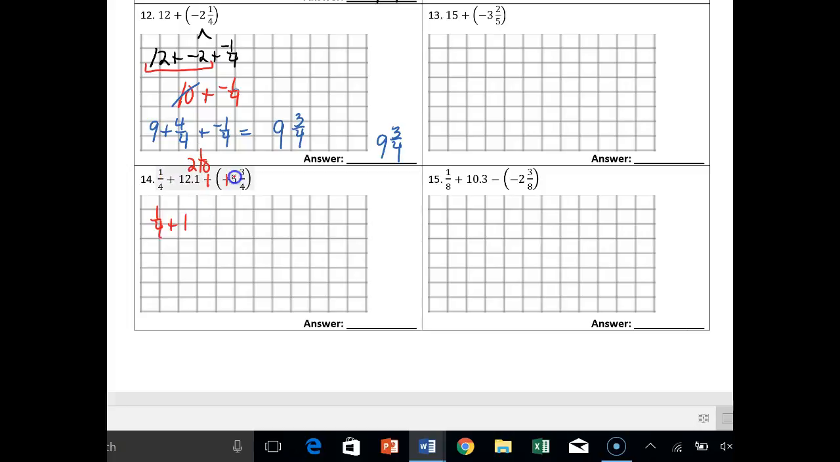Sorry about the writing, guys. I know it's kind of frustrating that it's going all over the place. I'm not sure what's up with the computer, but we'll make do.